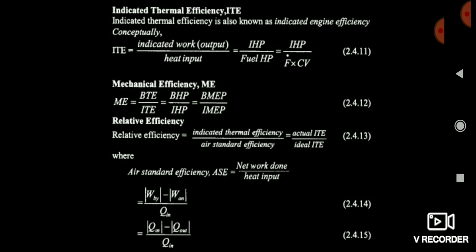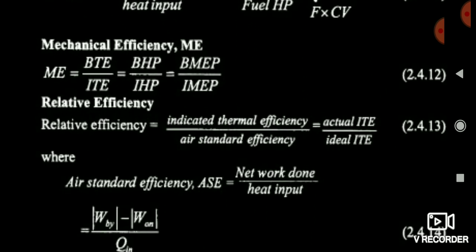And friends, another efficiency, that is relative efficiency, is equal to indicated thermal efficiency divided by air standard efficiency. Means air standard efficiency you are calculating in case of different Otto cycles and diesel cycle, and when you divide the indicated thermal efficiency by air standard efficiency, then you can get the relative efficiency.